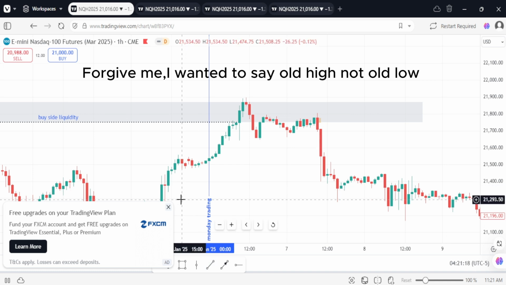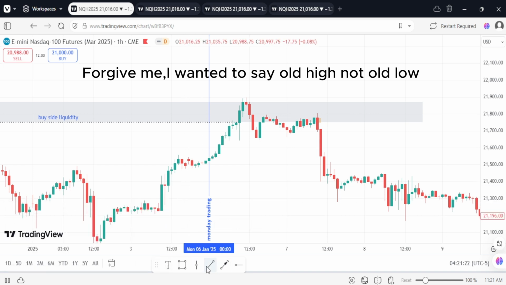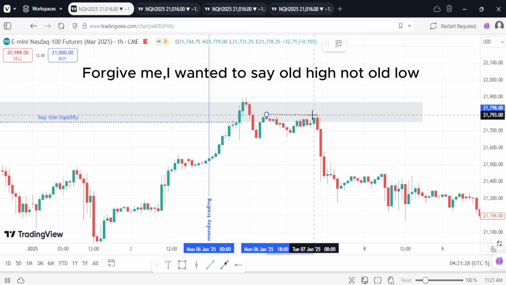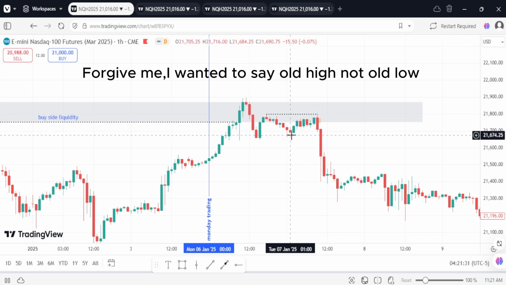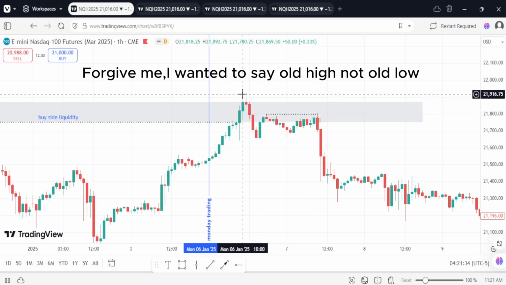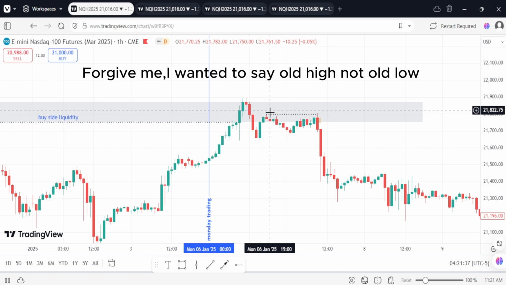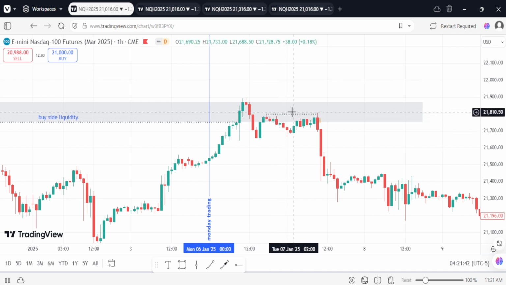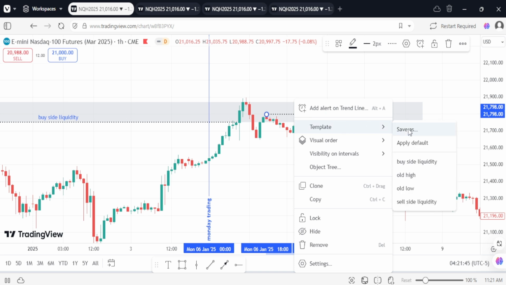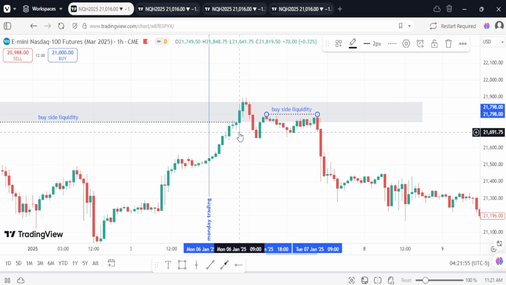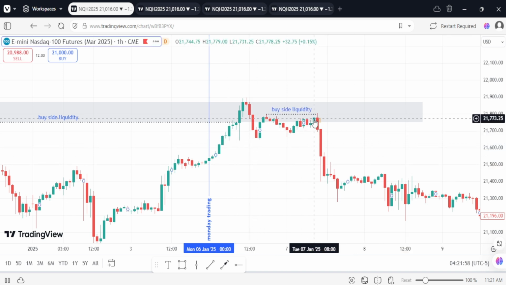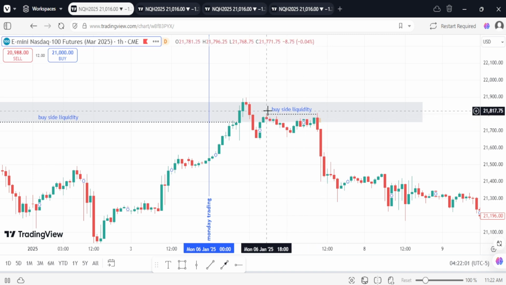So we are going to take that trend line again and mark this old low. You can see that it's a small move above the old low, but still it is a sweep on liquidity. So we're going to mark that. We're going to mark this as buy side liquidity, which was formed on a 1 hour time frame.